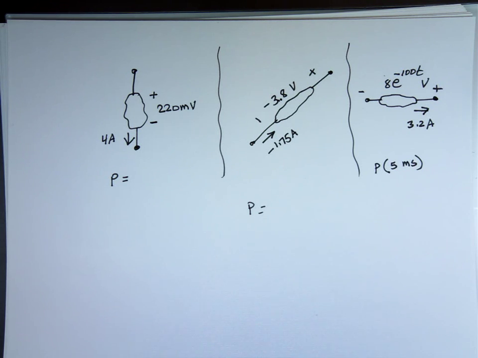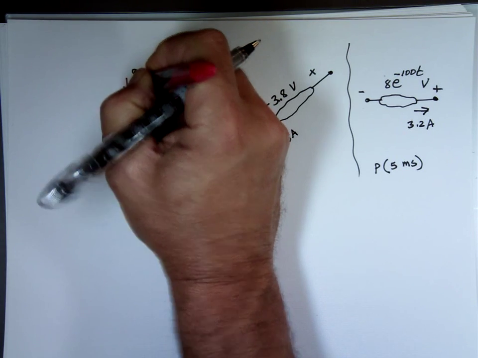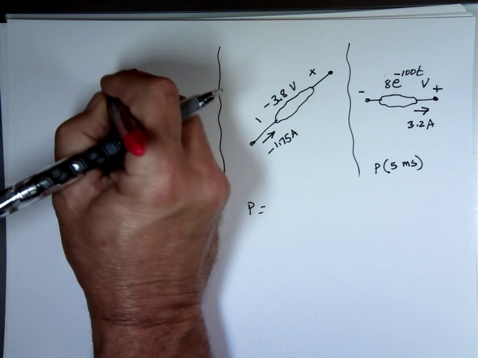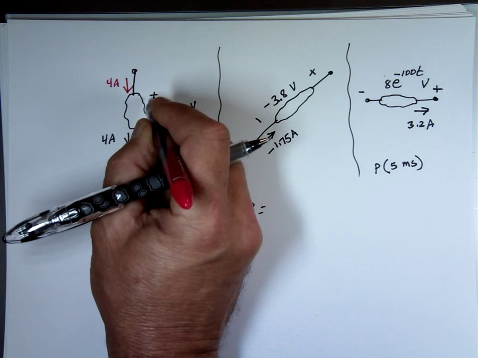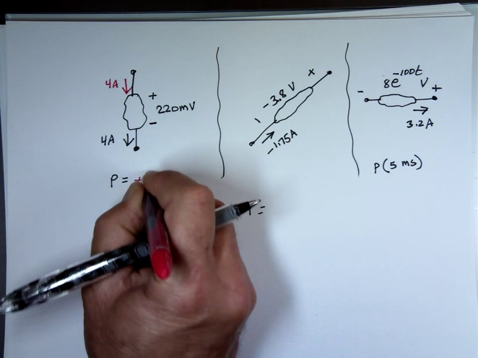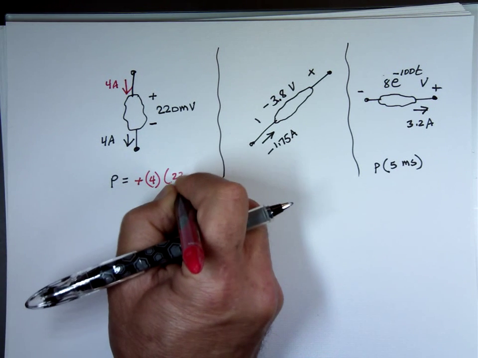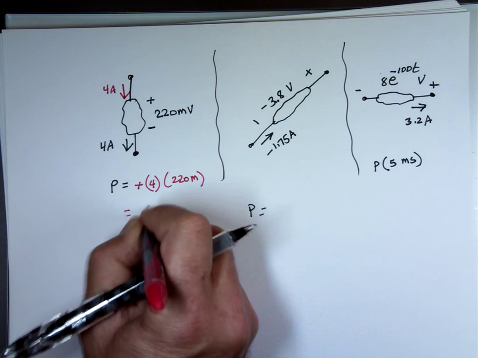Now, the first one, if you look at it, the current's coming down. That means, where's it coming from? It's coming from the top. It's entering this way, right? So we have 4 amps. We didn't change the direction of it. 4 amps entering which end? Positive. Plus, that's a positive 4 times the voltage is 220 milli. And you end up with what? 880 milliwatts. Positive.